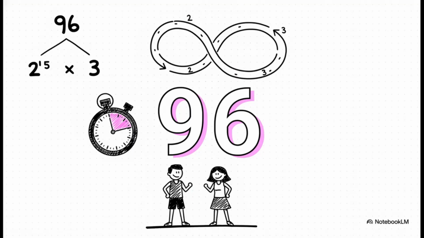So how do we find it? We just take the highest power of each prime factor we see in their DNA. In this case, that's 2 to the power of 5 from Bob's time and the 3 from Alice's time. We multiply those together. 32 times 3, and we get 96. That's it. They will meet again at the starting line in exactly 96 minutes.